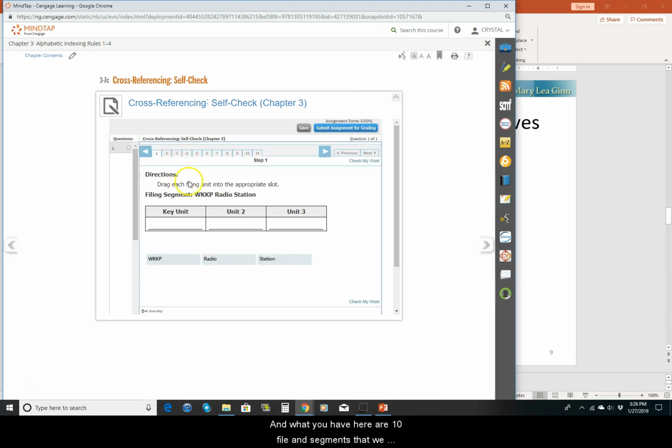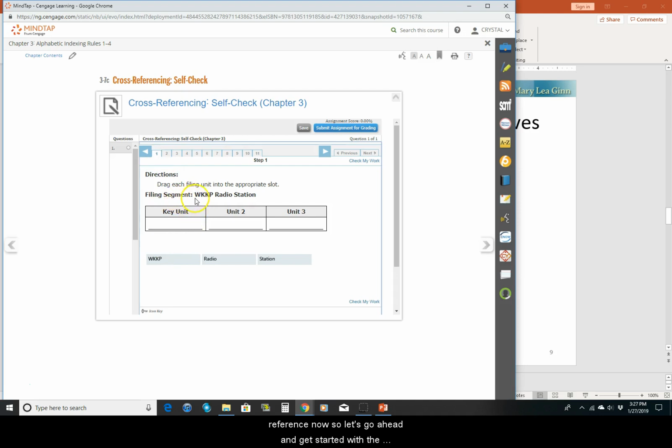What you'll have here are 10 filing segments that we're going to use drag and drop to put the indexing units in the correct order. Once we've done that, in step 11, we're going to decide which of these filing segments require a cross-reference, and we're actually going to cross-reference them. So let's go ahead and get started with number 1.